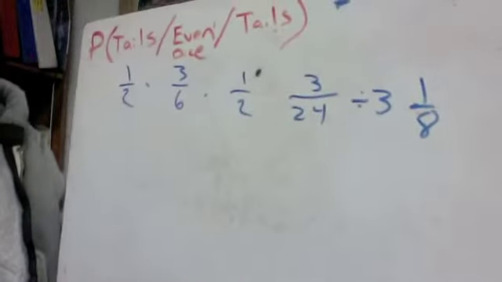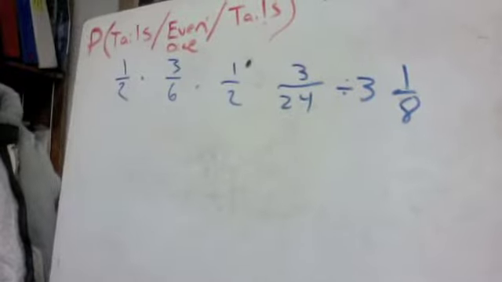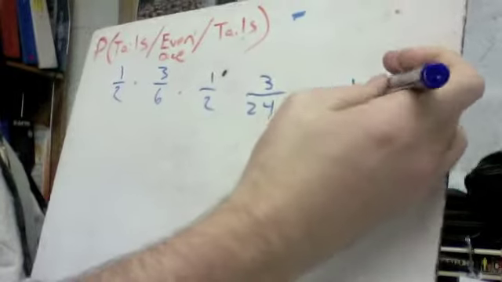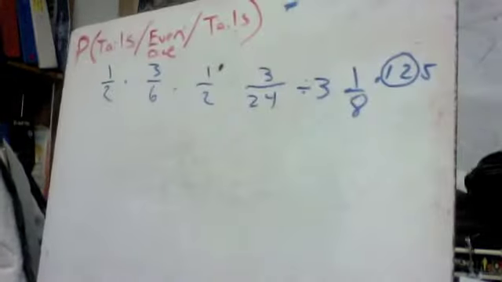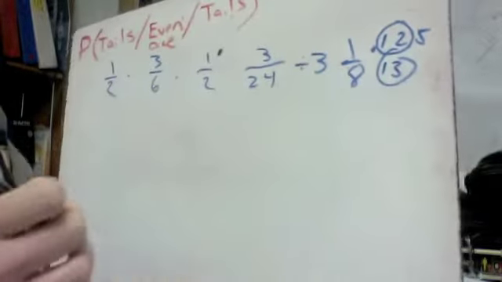As a percentage, that would just be top number divided by bottom number, or 1 divided by 8, and we would get 0.125, which is basically 12%. Or with the 5 there, we could probably even round it up to 13%.